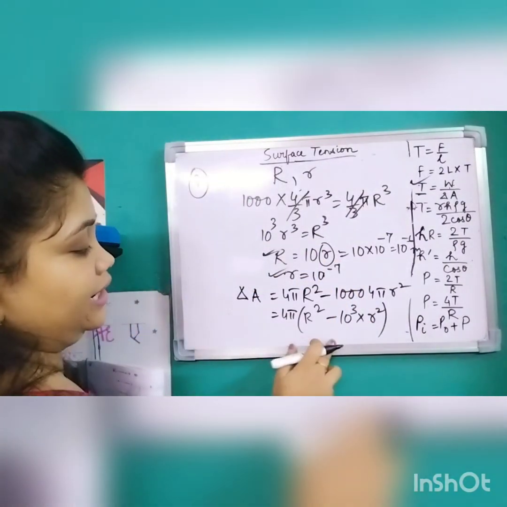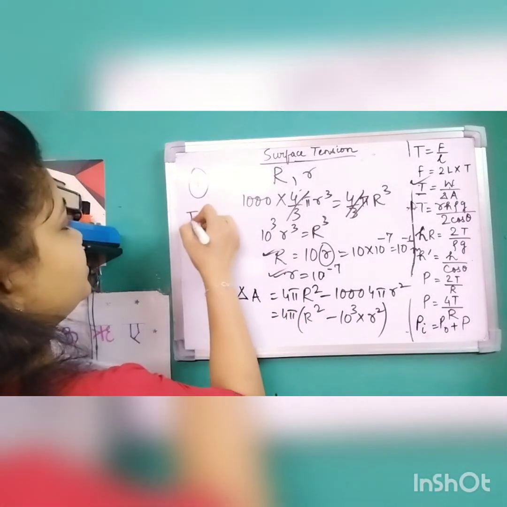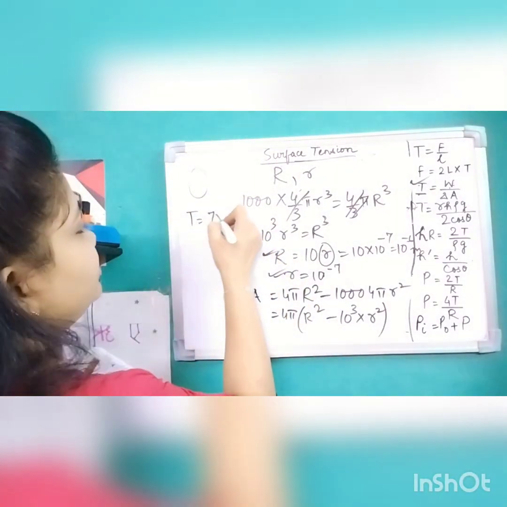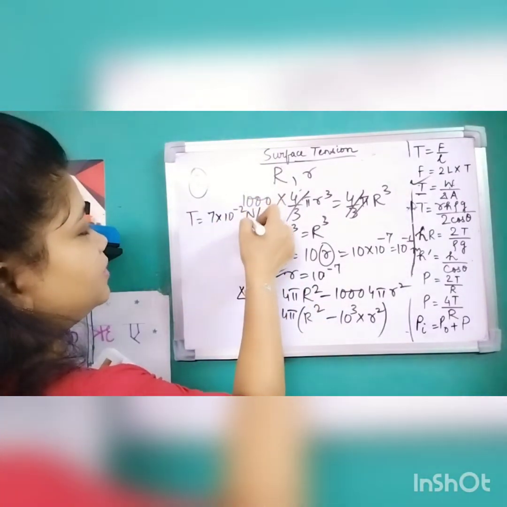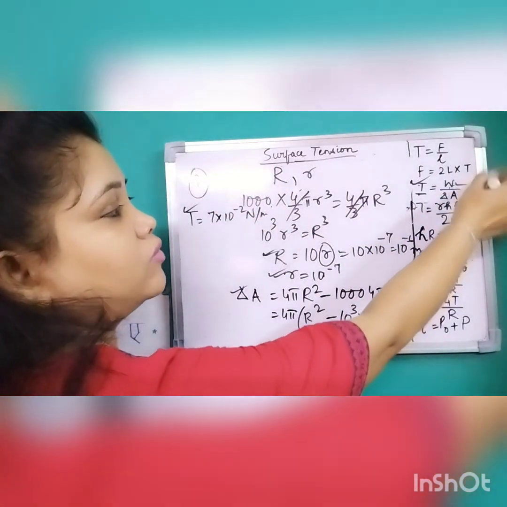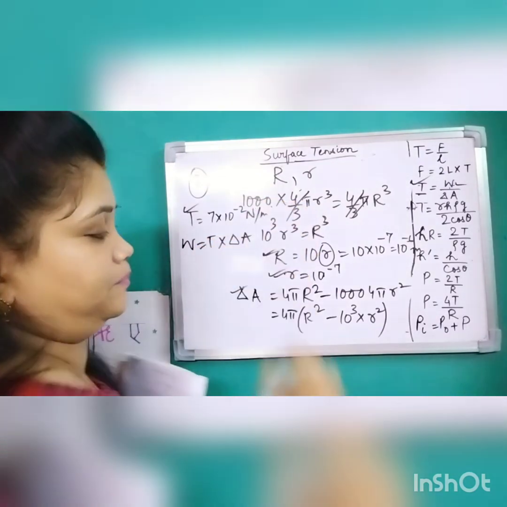After finding delta A from here, the sum becomes very simple, because tension T is given as 7 into 10 to the power of minus 2 Newton per meter. Okay, so delta A you are getting, T you are getting, you can easily find out the work done. So W will be equal to T into delta A.